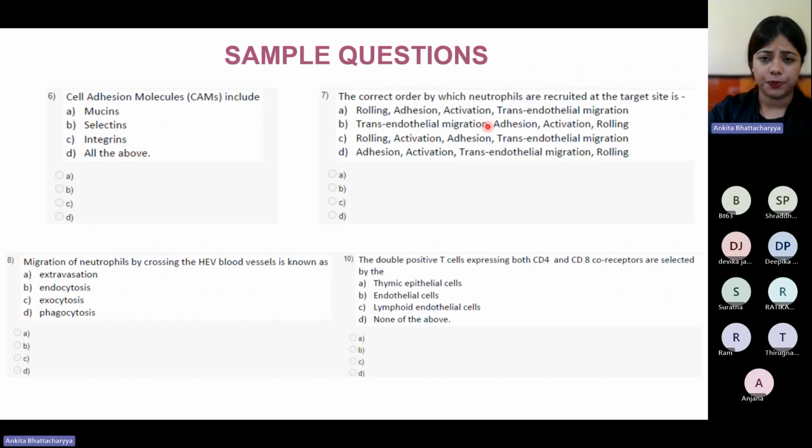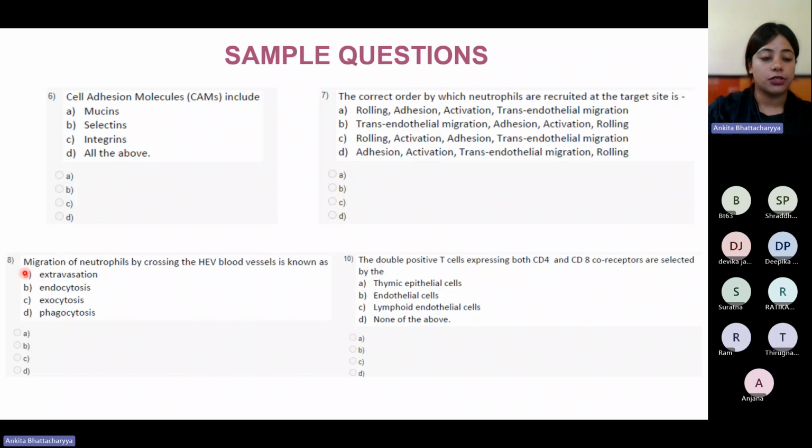In question 7, the correct order by which neutrophils are recruited at the target site is which of the following? This is a process we discussed in detail today. So first step was, of course, rolling, if you remember. Then there is adhesion, activation, transendothelial migration. This would be the correct option. That is rolling, adhesion, activation, and transendothelial migration.